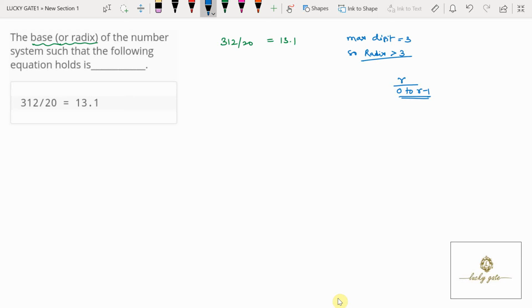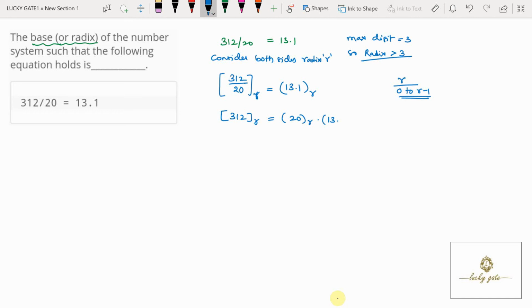Now, assuming radix r on both sides, I can write 312 / 20 in base r equal to 13.1 in base r. More clearly, I can simplify this as 312 base r equal to 20 base r into 13.1 base r. Now you know how to convert base r into decimal format using the powers of r: r power 0, r power 1, r power 2.